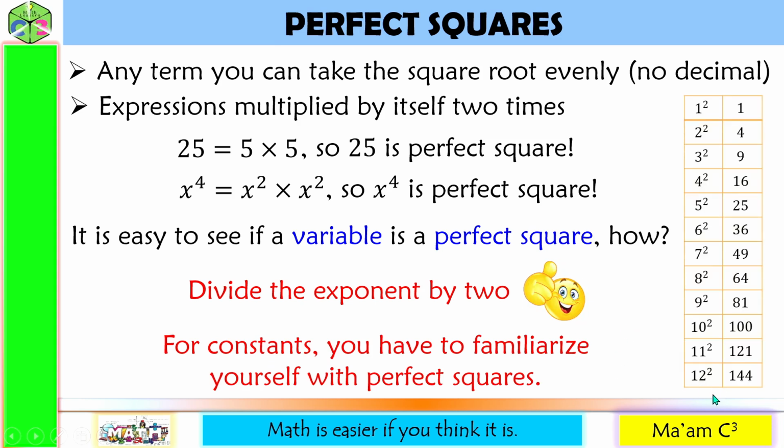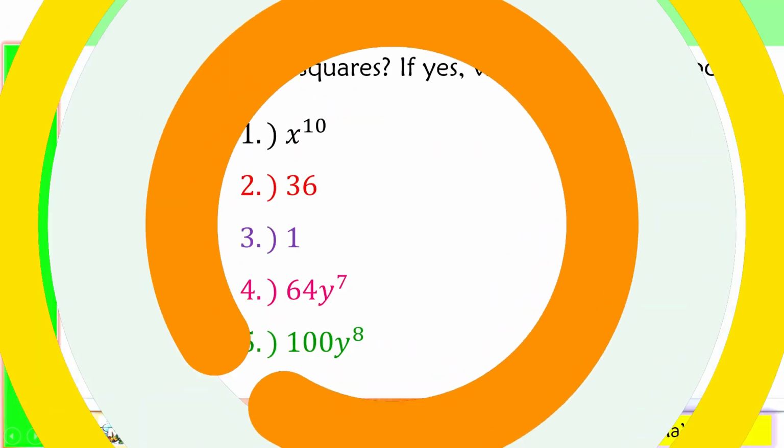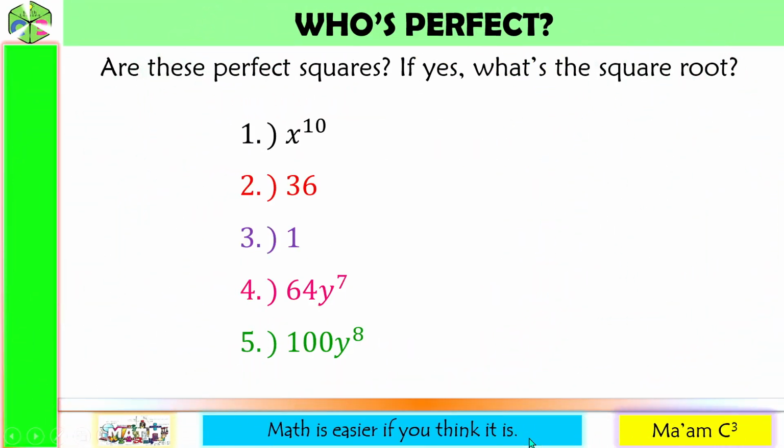But it doesn't end here. Now, let's have a quick activity. Who's perfect? Are these perfect squares? If yes, what's the square root? X to the 10 is a perfect square because we can divide 10 by 2. So the answer is yes, and the square root is x to the 5th power. 36 is also a perfect square because 6 times 6 is 36. So 6 is the square root. 1 is a perfect square, and the square root of 1 is 1.